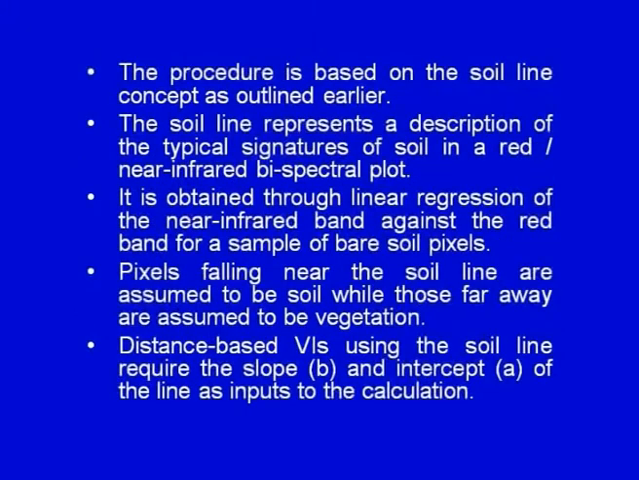The procedure is based on the soil line concept as outlined earlier. The soil line represents a description of the typical signatures of the soil in a red near infrared bispectral plot. It is obtained through linear regression of the near infrared band against the red band for a sample of bare soil pixels. Pixels falling near the soil line are assumed to be soil, while those further away are assumed to be vegetation. Distance based VIs using the soil line require the slope B and the intercept A of this line as inputs to the calculation.